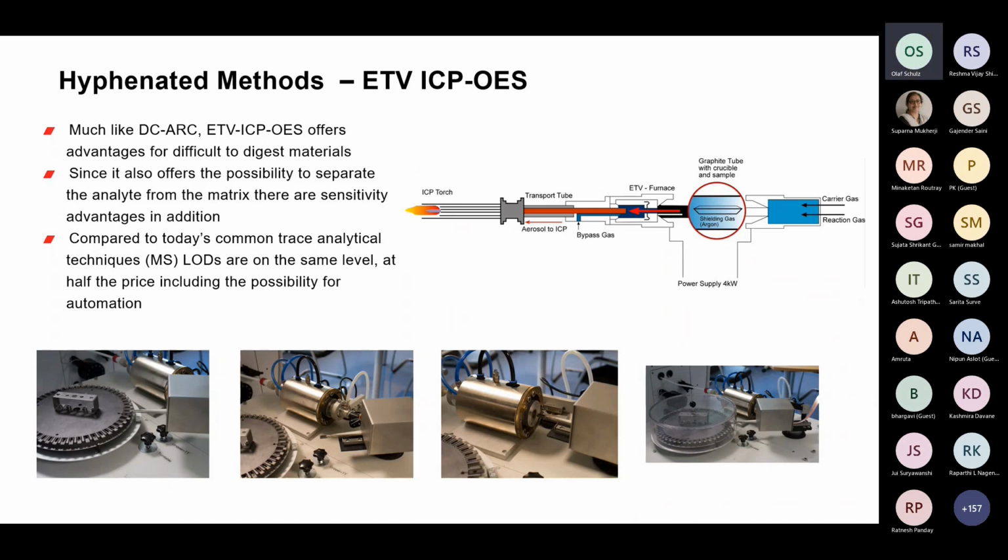However, there is really another important benefit of this technique. The sample is almost completely used for the analysis, which is quite different compared to the solution-based techniques. And using a reaction gas, the analytes may be separated from the matrix. And this leads to a drastic improvement of the sensitivity and hence enables the use of ICP-OES for applications previously requiring more expensive mass spectroscopic techniques.